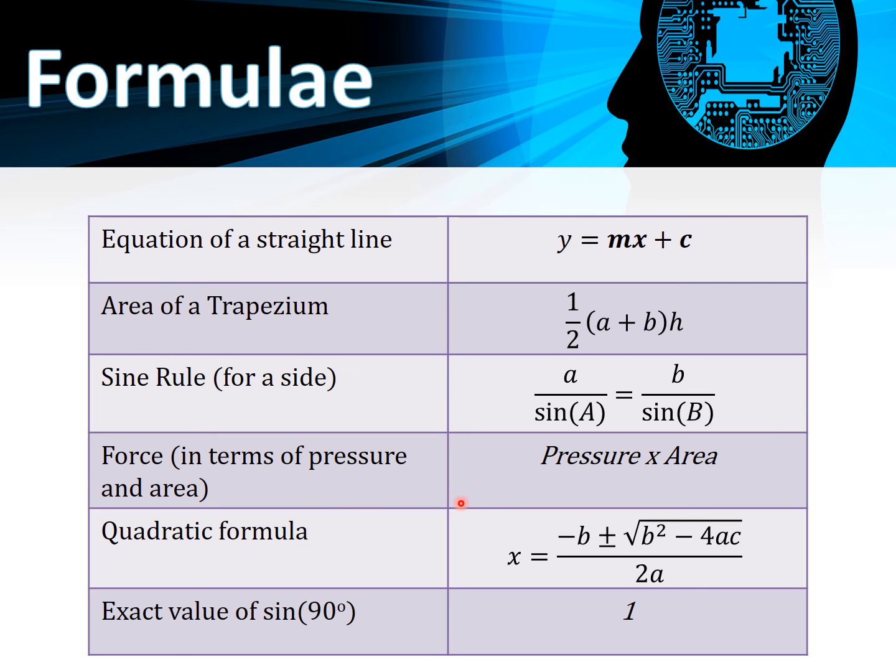Force, remember our PFA triangle. So force is pressure times area. Quadratic formula, again, it's been there for a while. Hopefully you're getting that right. And the exact value of sine 90, remember sine starts at 0, goes up to its maximum at 1 before dipping back down again. Okay, so 1.